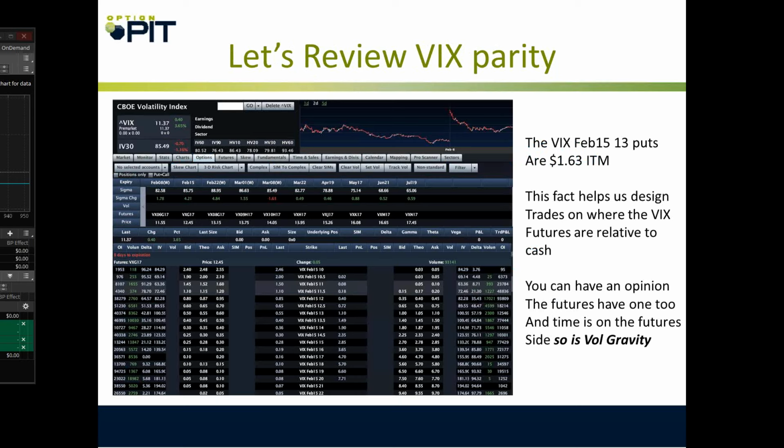Okay. So the concept of parity is this. Do you see where the VIX is? 11.37, right? That's the snap that I took, I believe that was this morning. All right. Do you see where the 13 strike is? The difference between 11.37 and the 13 strike, because the put is in the money, right? The 13 put is above the VIX. So this strike is $1.63 in the money. Do you see that?